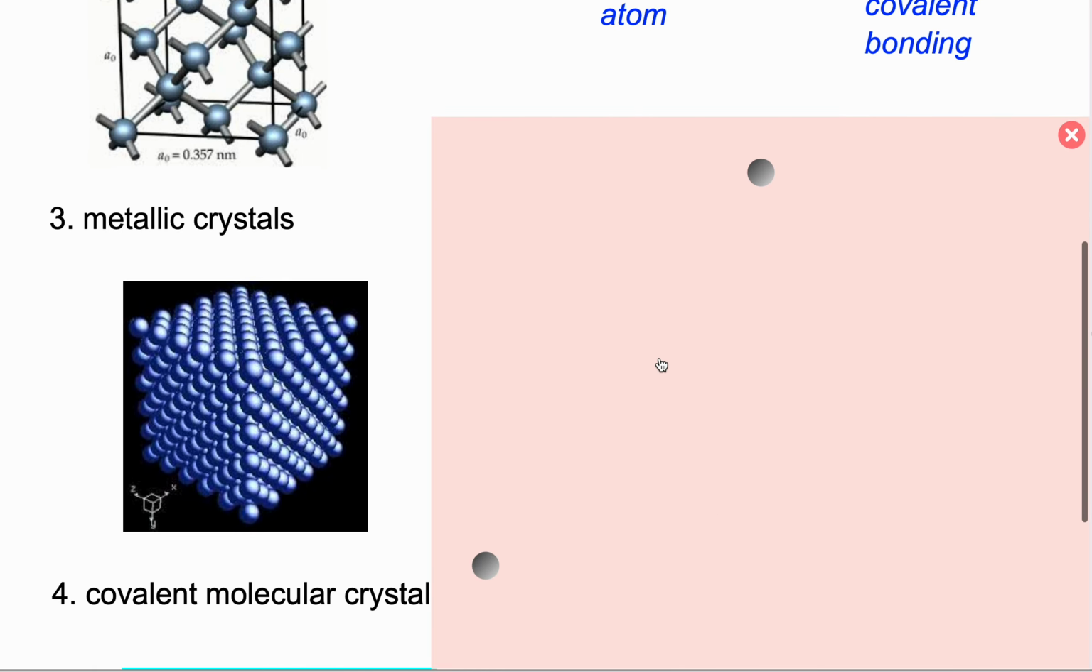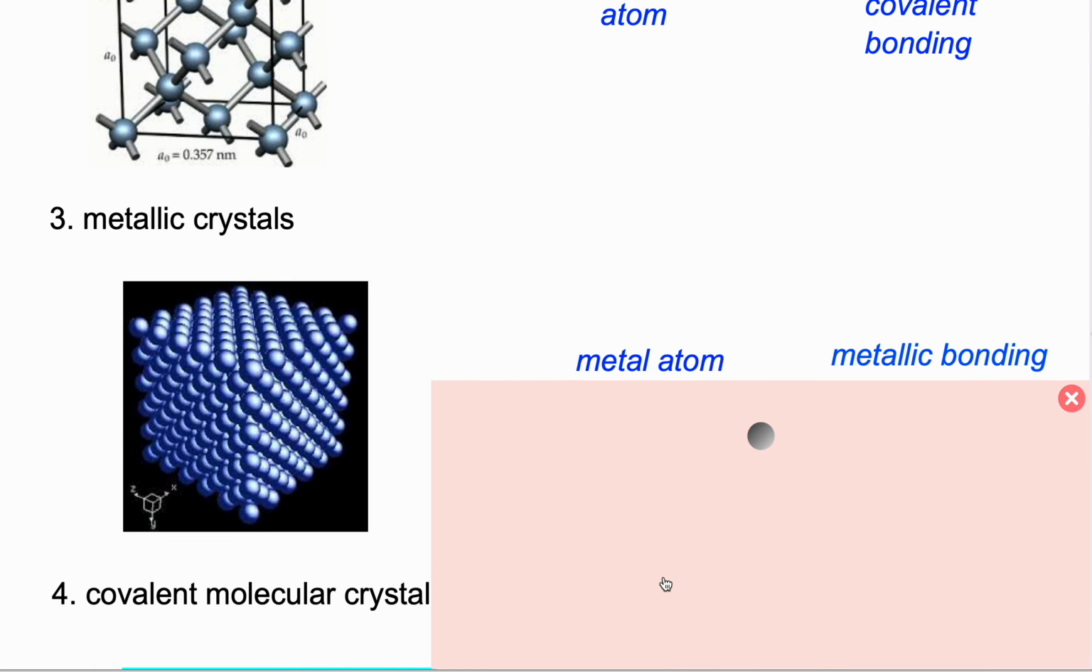Metallic crystals, yes, metals can exist as crystals, are made up of metal atoms at the points in the crystal lattice, and of course the forces holding them together are considered metallic bonding. Again, we learned about that in Chapter 6. That's the mobile sea of electrons model.